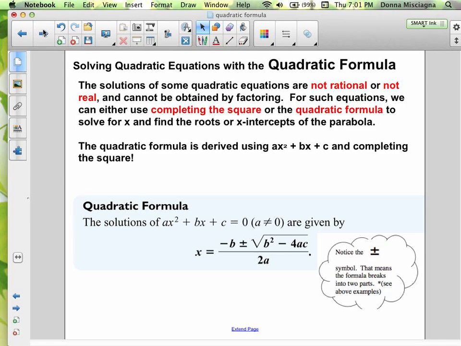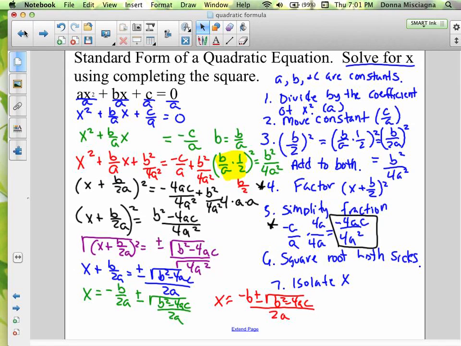The quadratic formula is derived using ax squared plus bx plus c and completing the square. I think you have the formula in your notes. As a reminder, the plus or minus symbol means the formula breaks into two parts. We have negative b plus the square root of b squared minus 4ac divided by 2a, and negative b minus the square root of b squared minus 4ac divided by 2a. And that formula all came about just by using completing the square, something we actually already know.